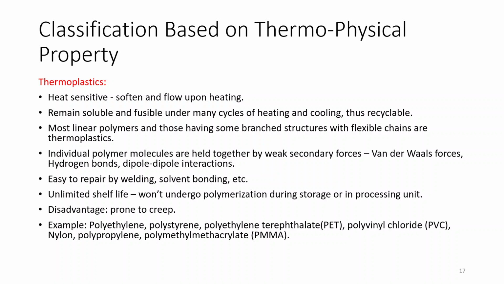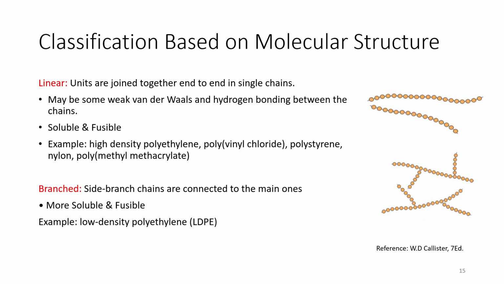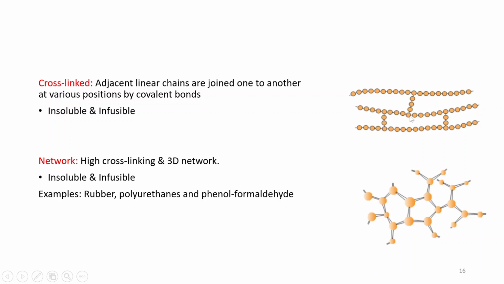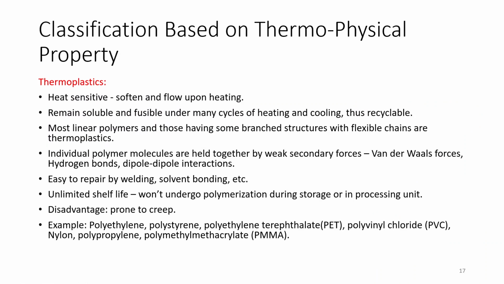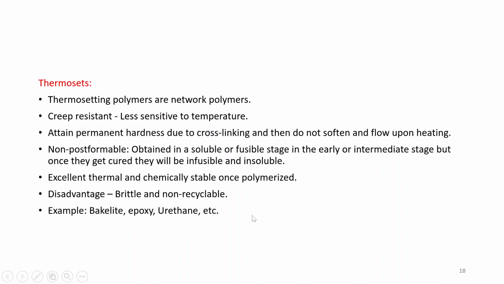Some of the disadvantages include they are prone to creep. At higher temperatures, as you saw earlier, there are no such cross-links which would restrict the movement of chains. That's why these structures are prone to creep. Examples are given here.